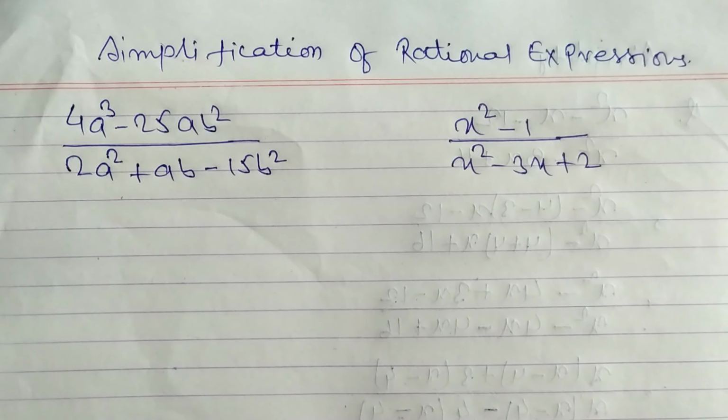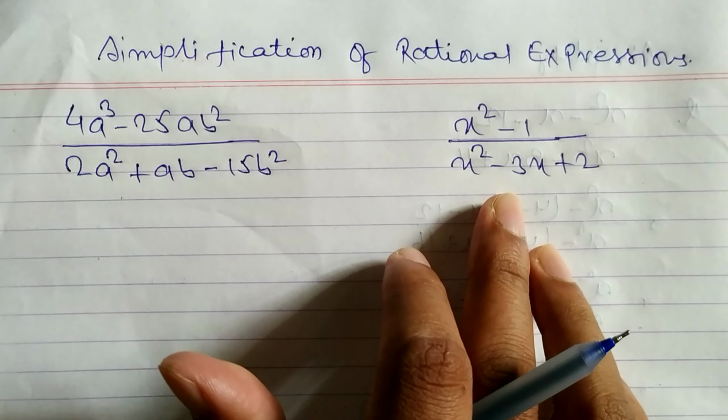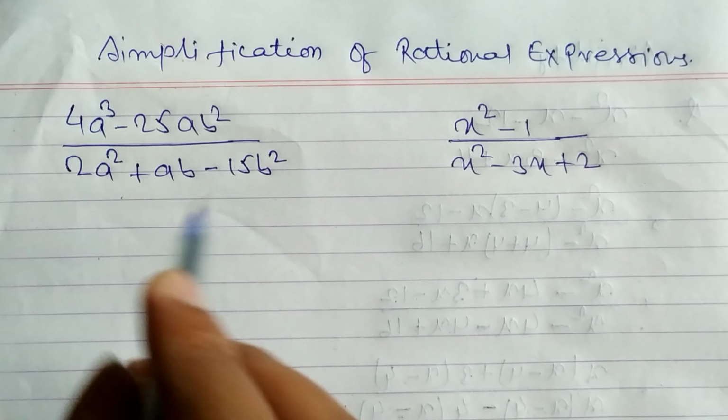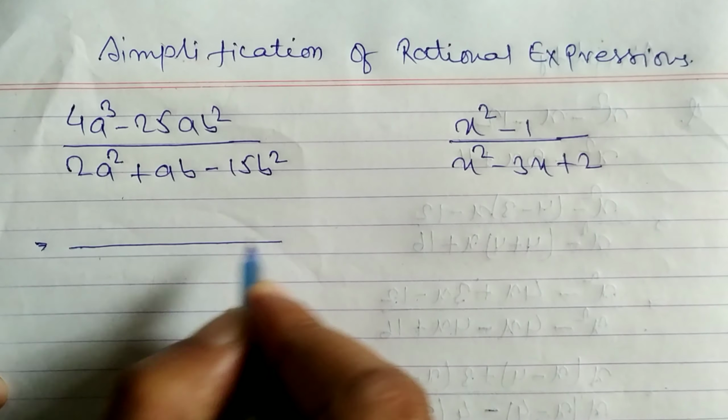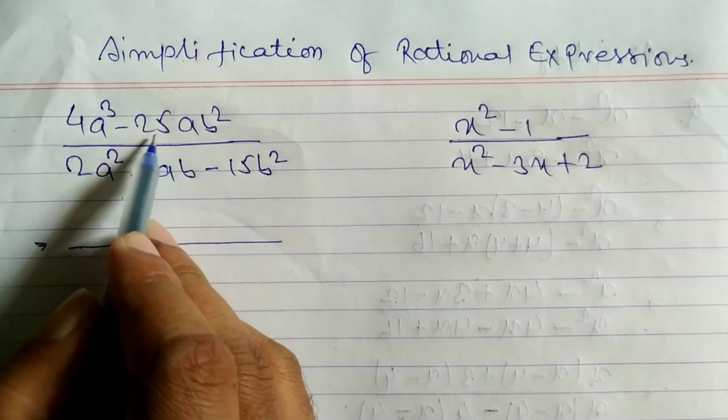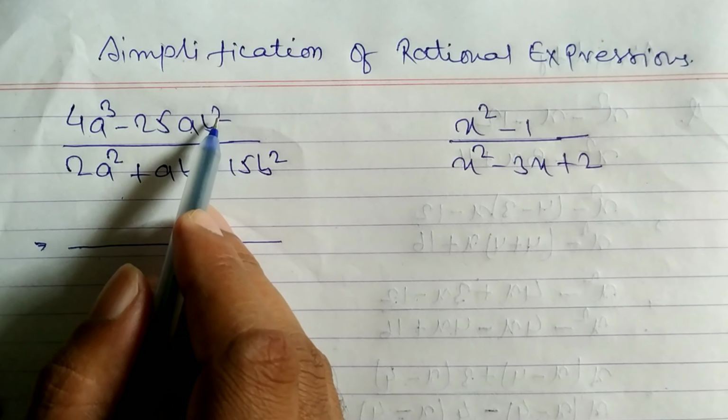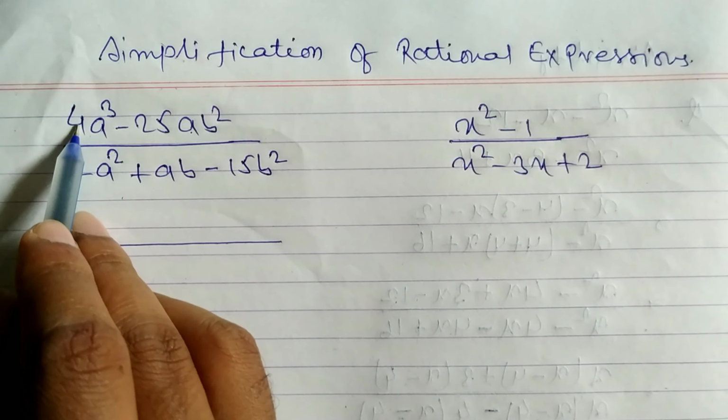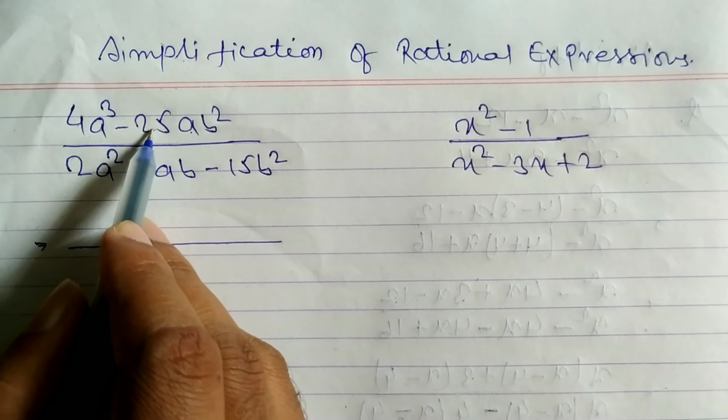Here we have two questions and we are going to simplify a rational expression. Let's make a start. You can see here 4a cube minus 25ab square. First of all, if common, we have to take common. Here 4 is an even number and 25 is an odd number, so we cannot take common.